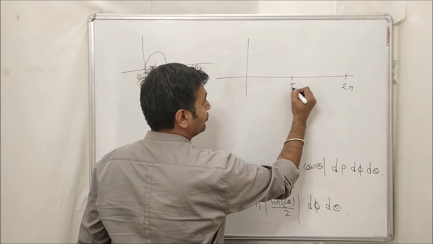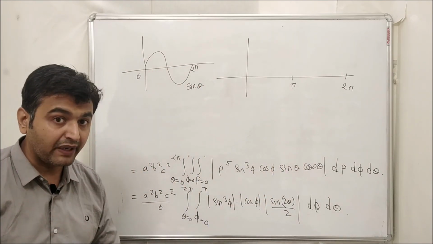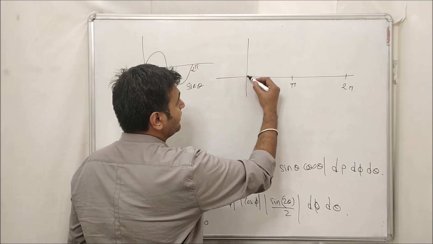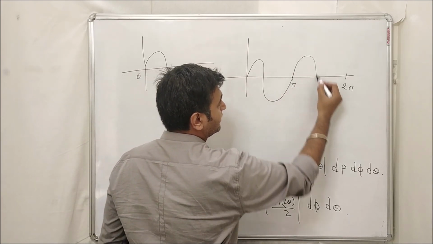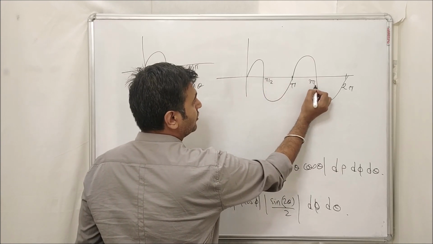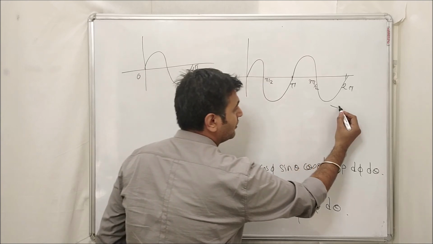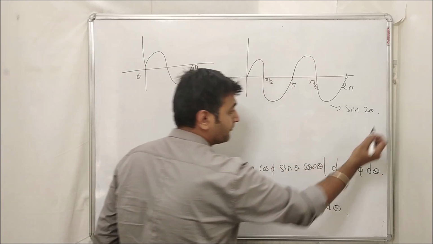Since you have seen my lecture on periodic functions, sin 2 theta has the period pi, right? So here it will happen 2 times, right? So this is pi by 2, 3 pi by 2. So it will have 0 to pi, then it will again repeat. This is the graph for sin of 2 theta.